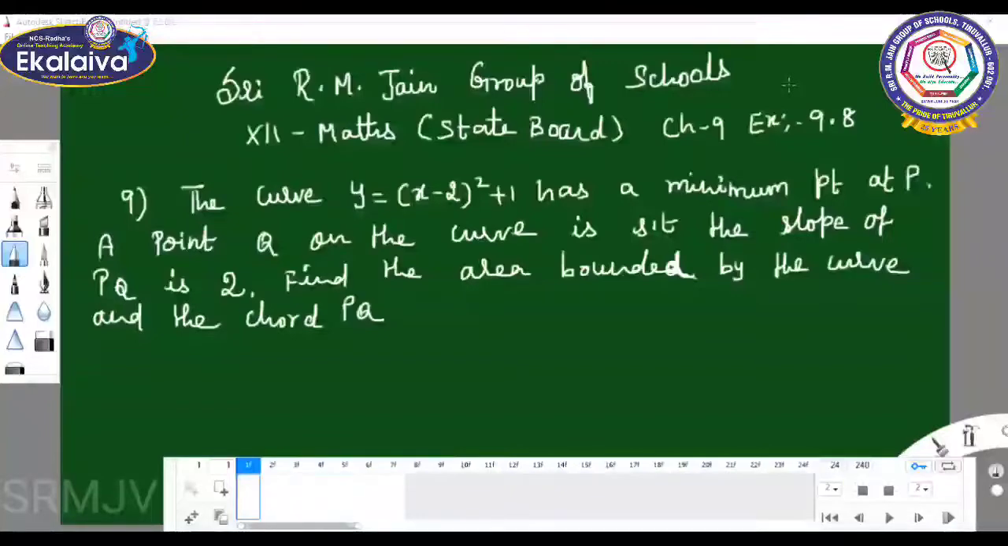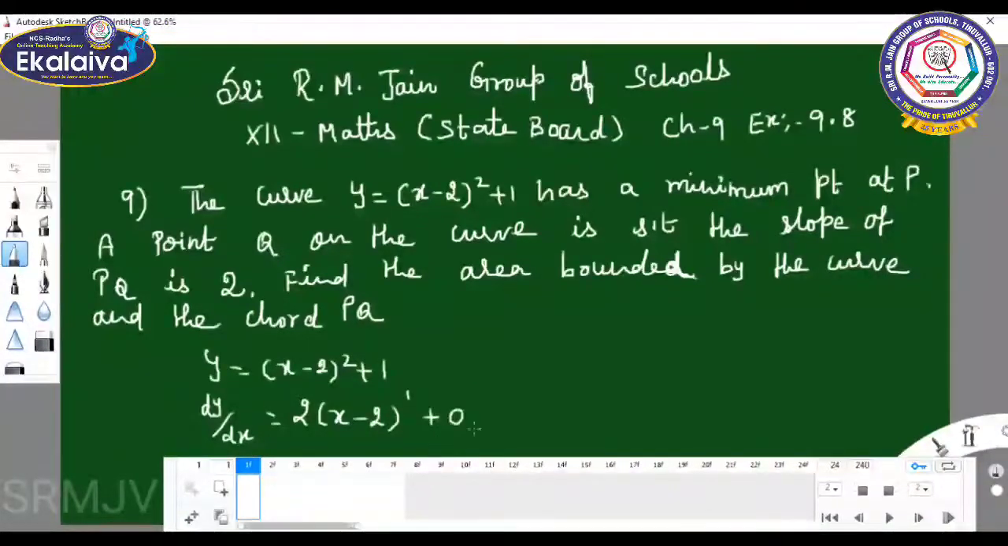First, we should find out the minimum point. We already studied this in the seventh chapter. How can we find the minimum point? Take the equation y equal to (x minus 2) whole square plus 1 and differentiate with respect to x. So dy by dx equal to 2 times (x minus 2) to the power 1, plus 1 becomes constant.